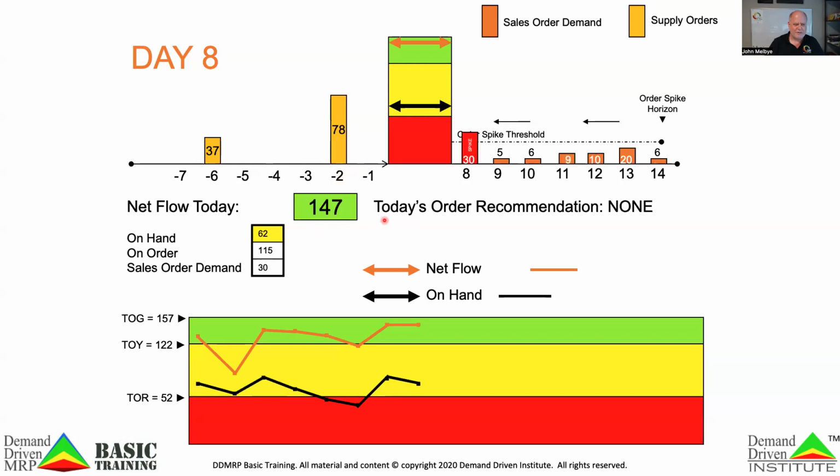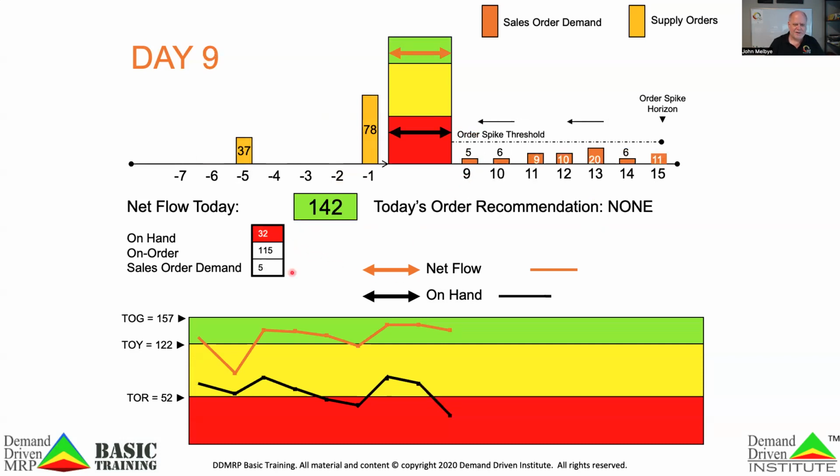Day 8, net flow is still 147. Today we're shipping the spike. Our on hand is 62. So what's our sales order demand? It is the spike today, and there's no more spikes out into the future, but we don't place an order even though we're shipping the spike.